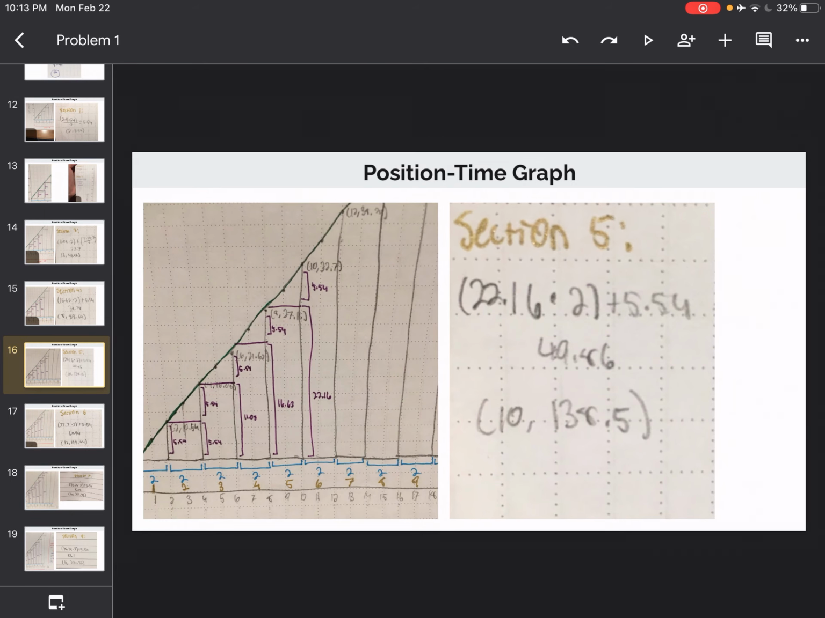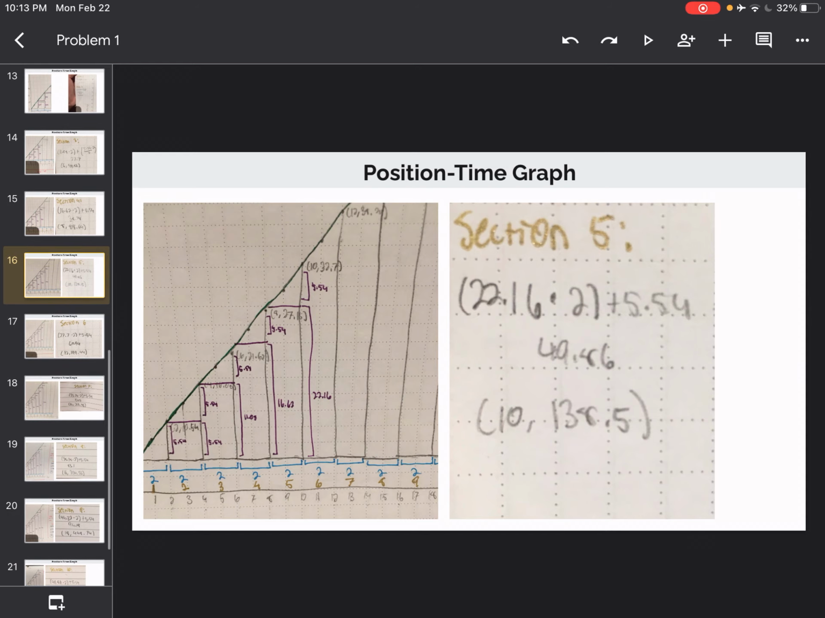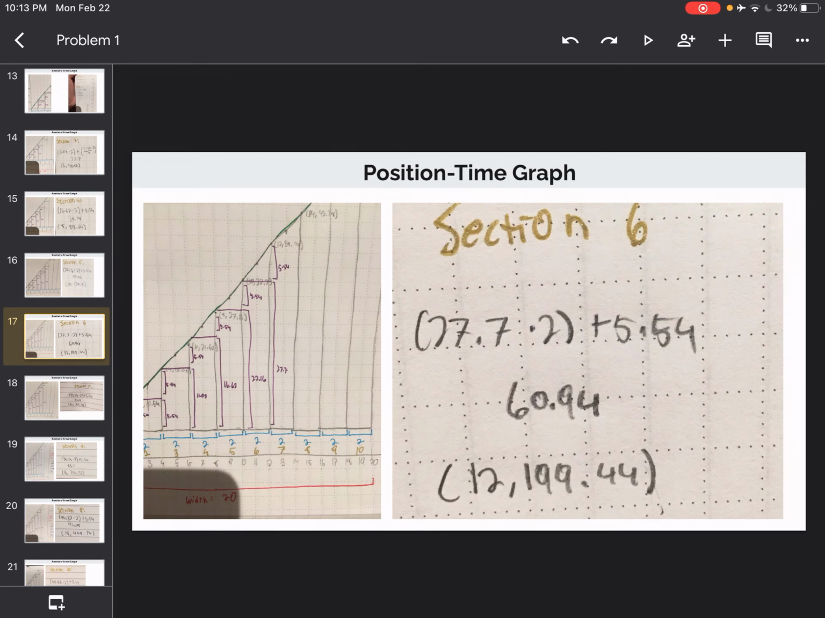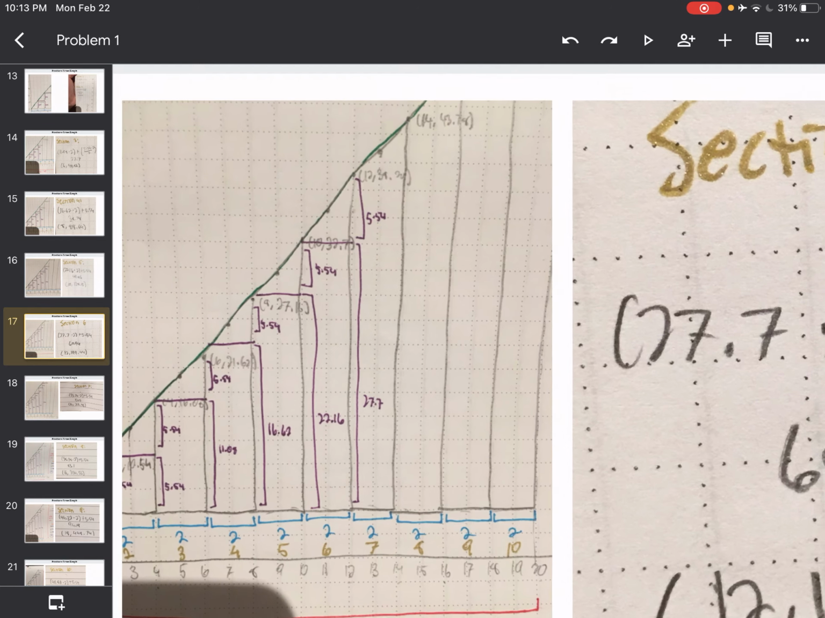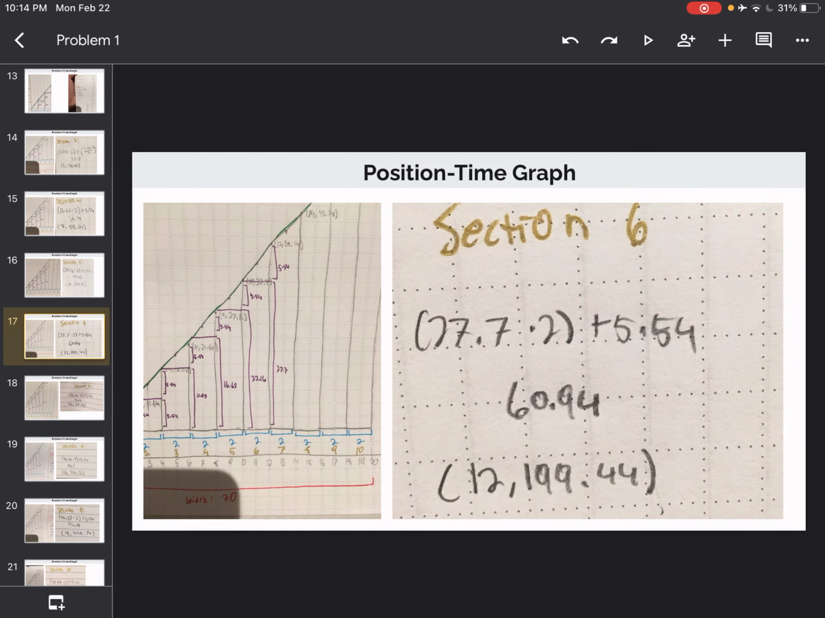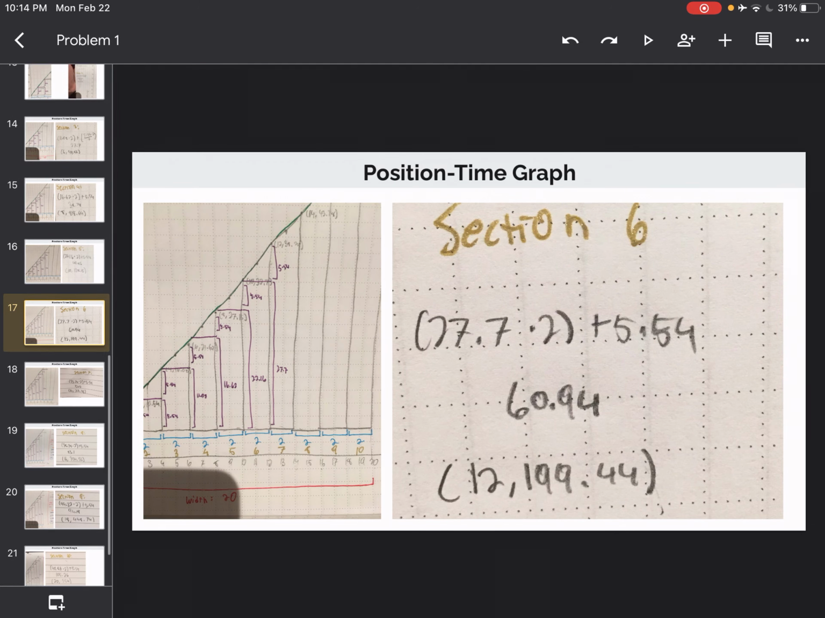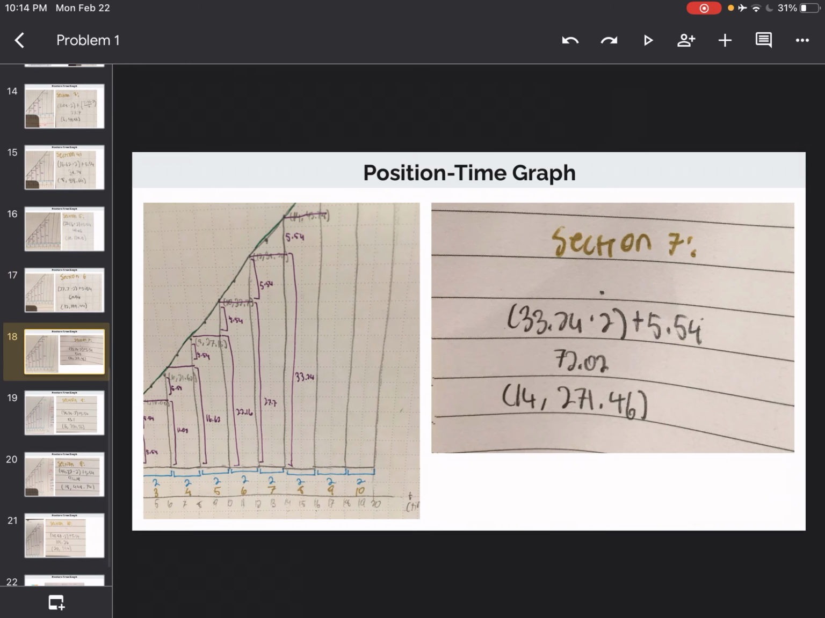And as you can see, the areas we get, we're adding to all the previous areas, and systematically this y coordinate is increasing exponentially. It's increasing by a larger amount every single iteration. So we keep on doing this again. Now it's 27.7. Calculate this, 60.94 added to the previous ones, 199.44.